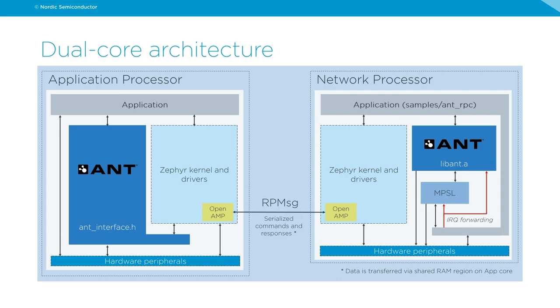These two firmware images communicate by trading serialized commands and responses using OpenAMP's RP message protocol. And generally speaking, this is an example of what the SDK calls a multi-image build. Although you'll be writing code that lives on the application processor, the toolchain will automatically configure and build the image for the network processor as necessary.